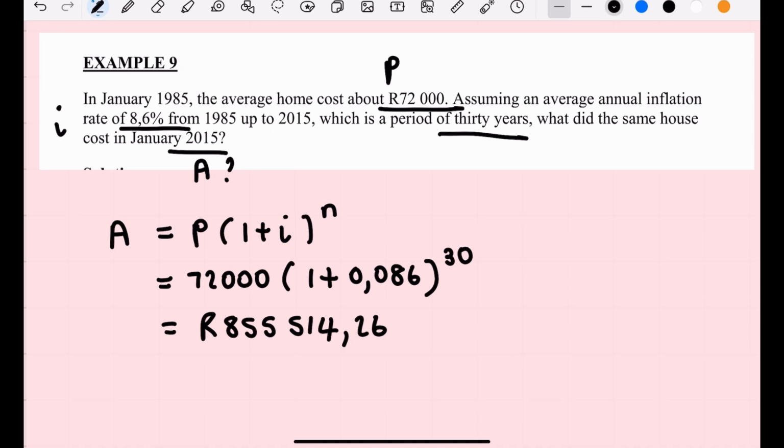Okay, so as you can see, a massive increase in the housing cost. You could buy a house for 72,000 Rand. Now you can't buy a house at all for 72,000 Rand. Now you need at least 855,000 Rand.